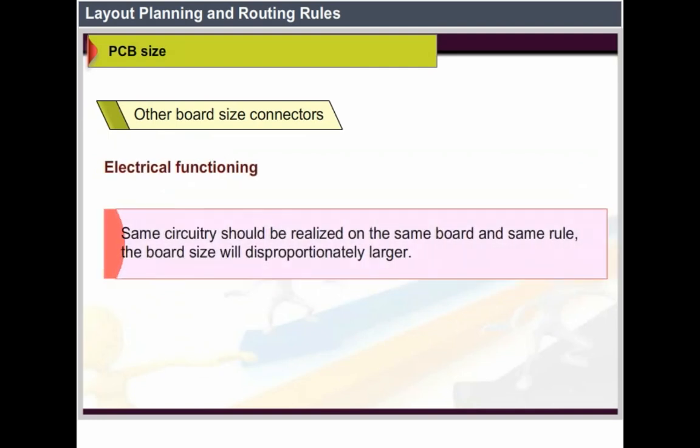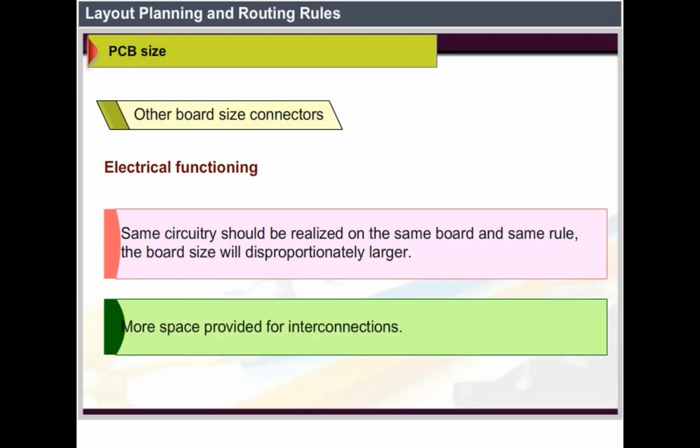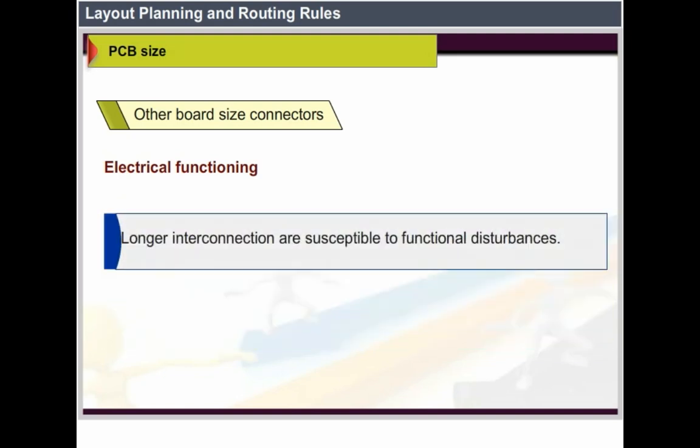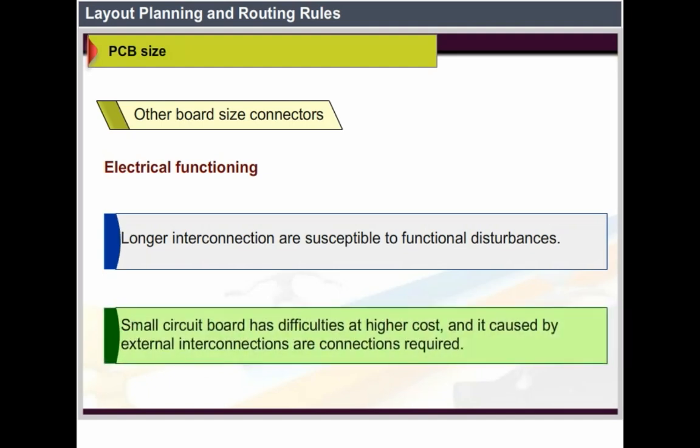Electrical functioning. The same circuitry should be realized on the same board under the same rule. Otherwise the board size will be disproportionately larger, and more space is provided for interconnections. Longer interconnections are susceptible to functional disturbances. Small circuit boards are difficult and come at a higher cost. It's caused by external interconnections or connections required.